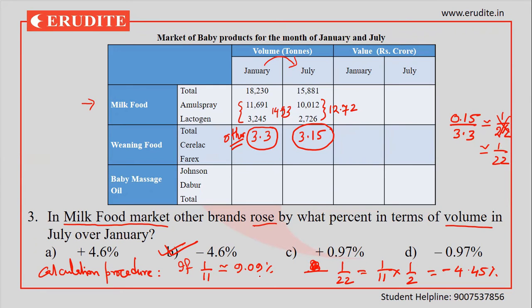I have mentioned to all of you that 1 by 2, 1 by 3, 1 by 4, in this way up to minimum 1 by 12, you need to recall. So 1 by 11, which is 9.09%, you know, and then 1 by 22 is half of 1 by 11, which is 4.45%, and it is coming very close to minus 4.6% because it is coming down, so it is minus. This way we need to solve it.